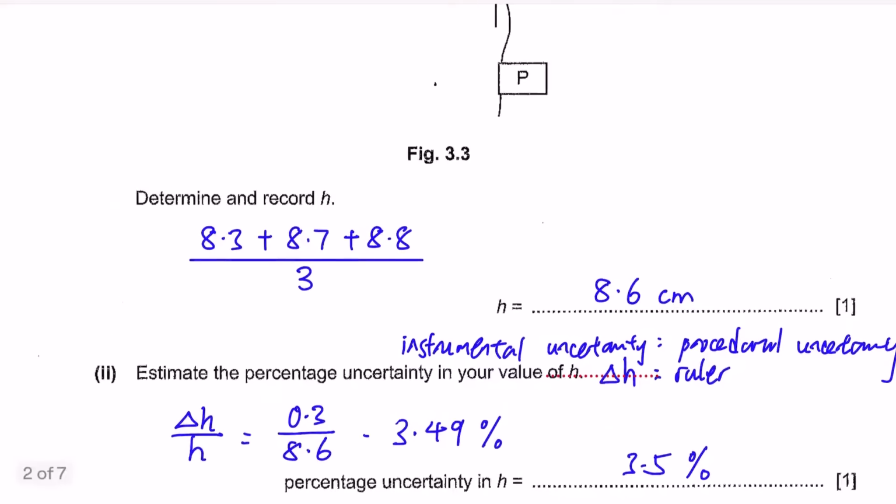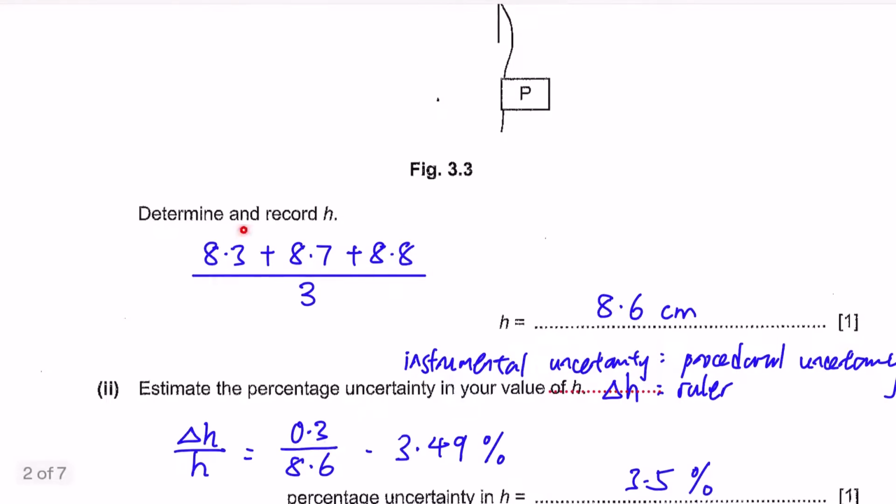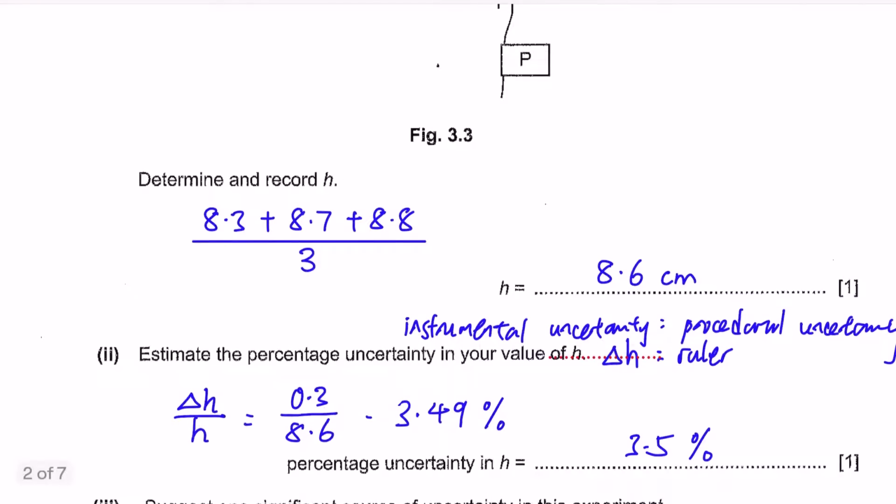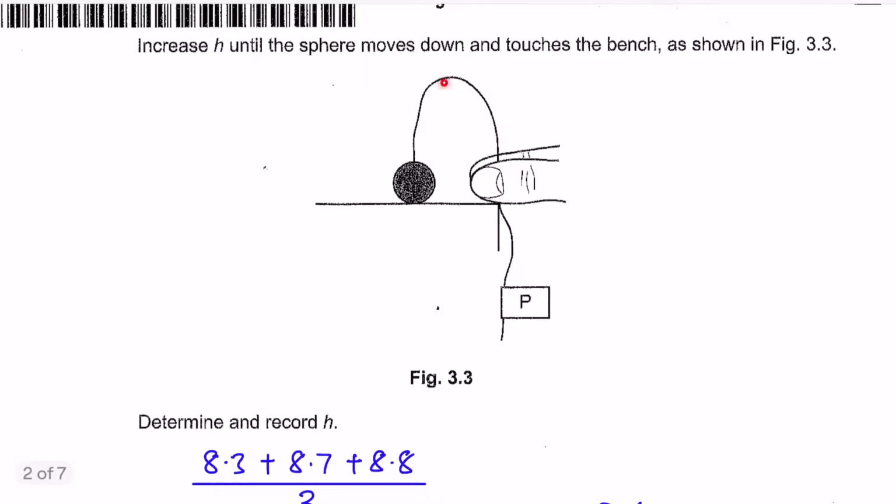So even though the meter rule gives you a precision of 0.1 cm, you can see that our uncertainty in the true value of H is actually more than 0.1 cm. It's more than the resolution of the instrument. So the uncertainty in this measurement is not caused by the resolution of the instrument. It's caused by the nature of this measurement. Sometimes the wire droops down earlier, sometimes it droops down later for some random reason.